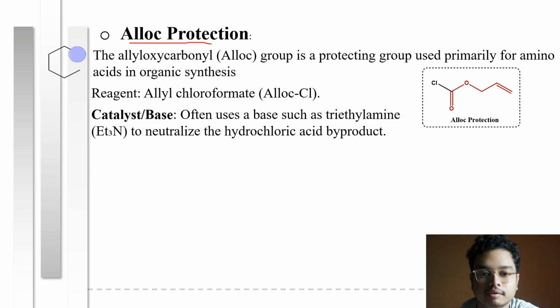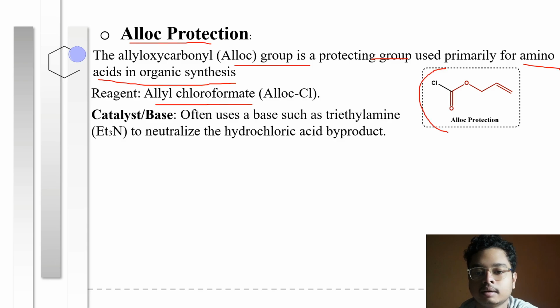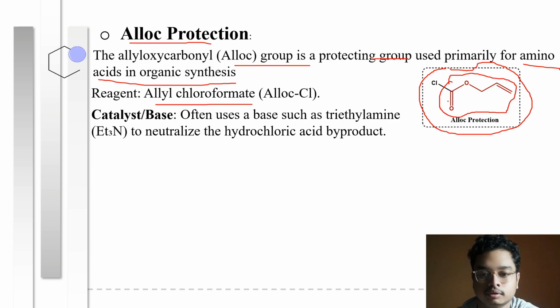So alloc protection is very important and interesting because the alloc group is a protecting group used primarily for amino acid protection in organic synthesis. The reagent for this protection is allyl chloroformate. This is our protecting group, where this part is the alloc part, the alloxycarbonyl part, and the overall molecule is allyl chloroformate. While doing the protection, we often use a base like triethylamine to neutralize the hydrochloric acid byproduct.